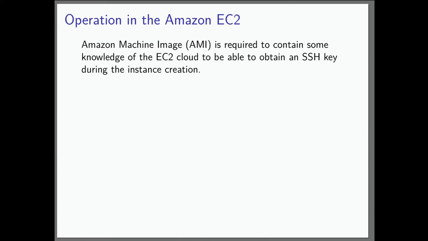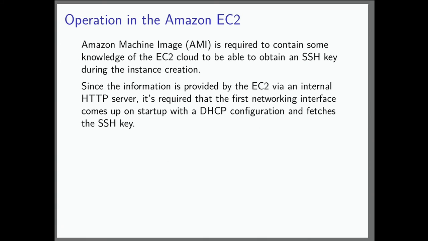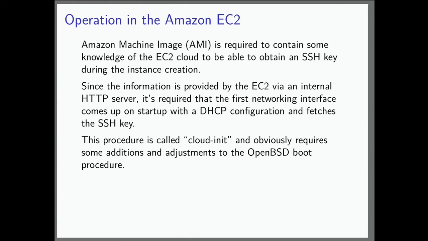So now we can go and run in EC2. We can obtain an SSH key and connect to the machine. This procedure is called cloud-init, and it requires us to let OpenBSD configure the DHCP, get the keys, and so on and so forth, on the first boot.